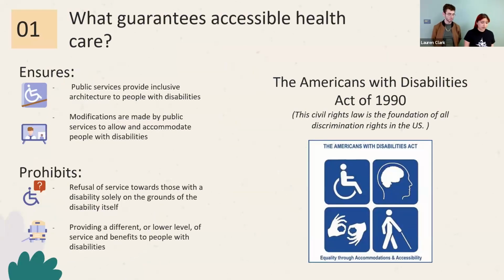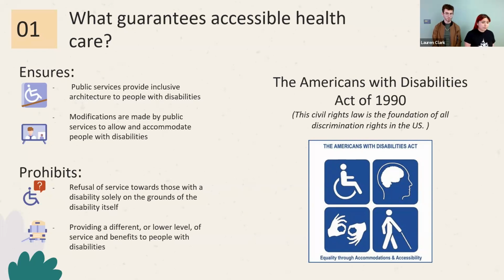So the ADA is a law that was passed in 1990, which is the foundation of all discrimination rights in the US. This basically ensures that public services provide inclusive architecture to people with disabilities. So having ramps, more accessibility for public transportation, modifications, and additional services that would further accommodate people with disabilities. Some things that it does prohibit is the refusal of service towards those with a disability solely on the grounds of the disability itself.